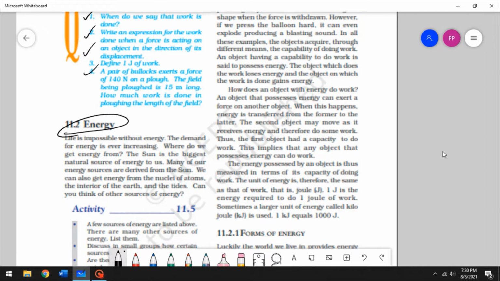Alright, so energy possessed by an object is measured in terms of its capacity of doing work. And the unit of energy is the same as the unit of work, which is joule. And 1 joule is the energy required to do 1 joule of work. A larger unit of energy, which also happens to be a larger unit of work, is called kilojoule, and 1 kilojoule is equal to 1000 joules.